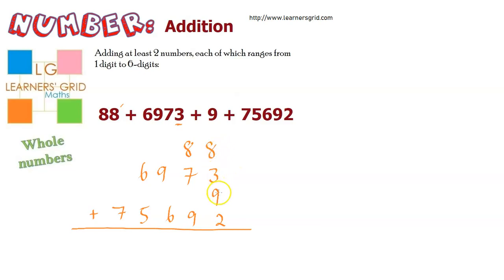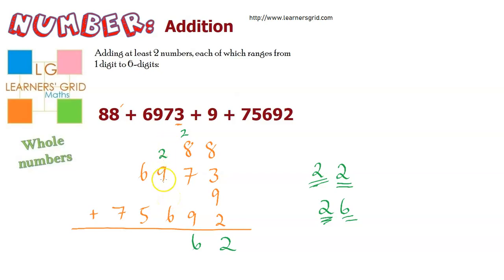So 8 and 3 is 11, plus 9 is 20, plus 2 is 22. So the units digit becomes part of the final answer. The digit that's in the tens gets carried over to the place value column to the immediate left of the one we've just been working in. So we have here 8 and 2, which is 10, plus 9 is 19, plus 7 is 26. So again, the units digit becomes part of the final answer, and the digit that's in the tens place value gets carried over to the place value column to the left of the one we've just been working with.